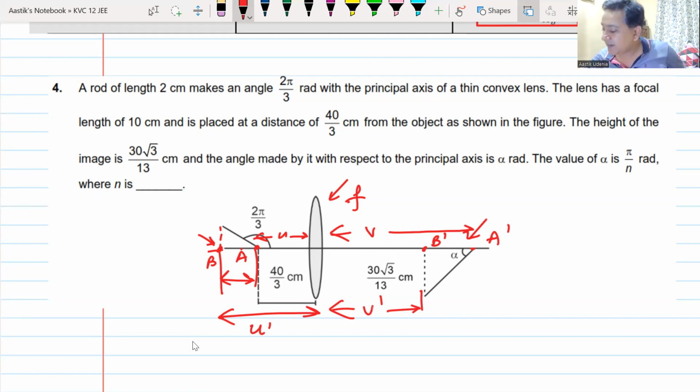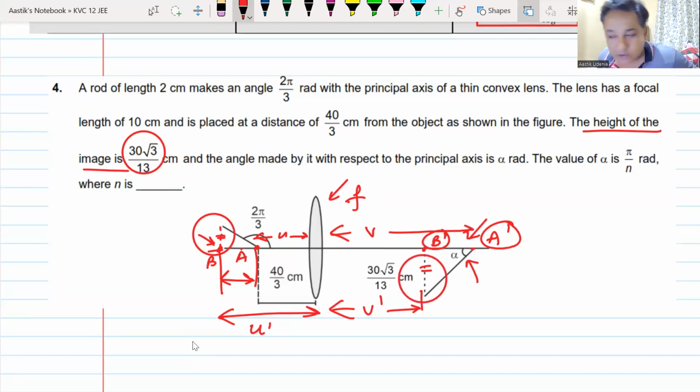Once you get the value of this A dash, B dash, the question asked to find out the value of this angle alpha. You know the value of A dash, B dash. This is the magnification that we are talking about. You can find the height of the object and the height of the image. Yes or no? You can calculate the value of alpha. Am I clear? Height of the image is given to you already. You don't have to find it out. Height of the object is already known. So you know this value. You can find out the value of this angle alpha. So congratulations. You have just done a tough question in JEE Advanced.